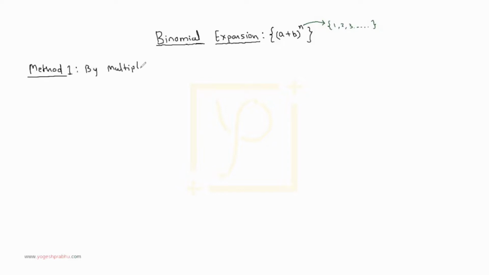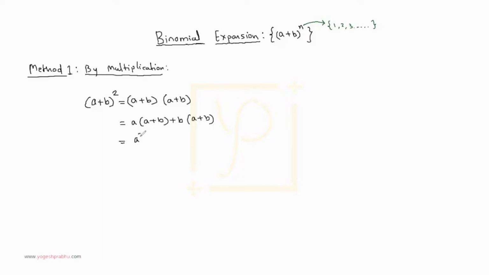By multiplication. What I mean by this is, suppose you have (a + b) the whole squared, how do you find this expansion? Say n is 2 right now. For this expansion, (a + b) squared is nothing but (a + b) multiplied with (a + b). How do we multiply two brackets? First a multiplied with this bracket, a + b, then plus b multiplied with this bracket again, a + b.